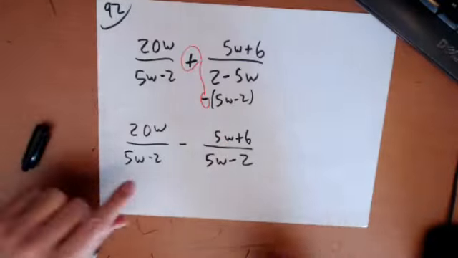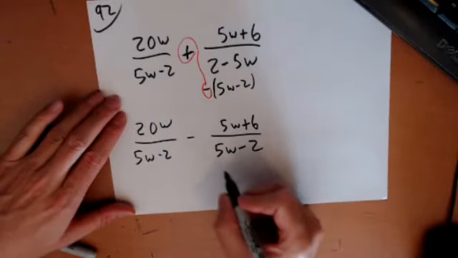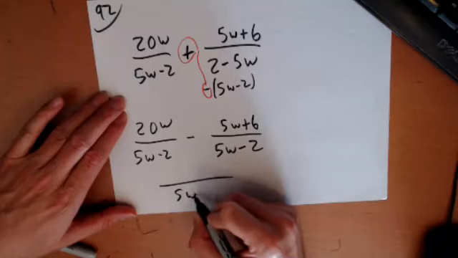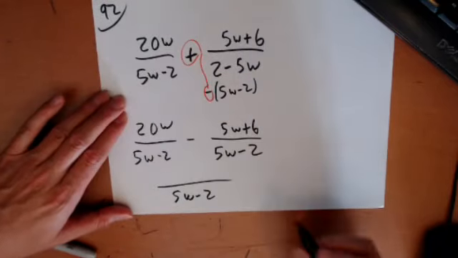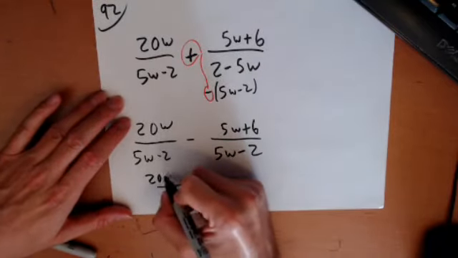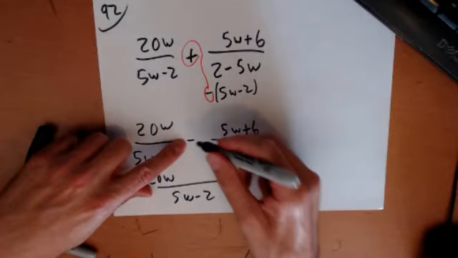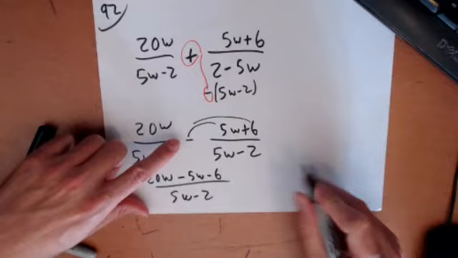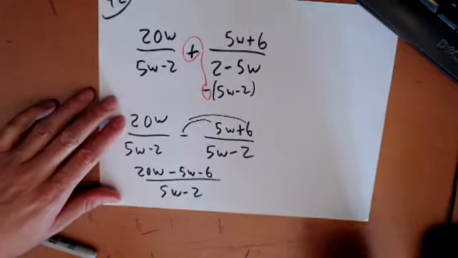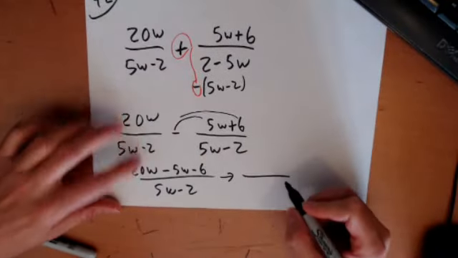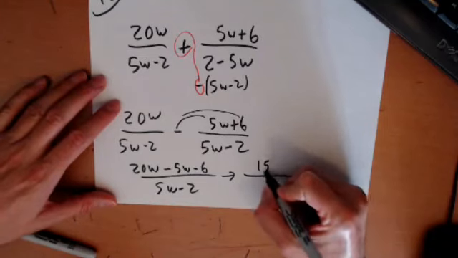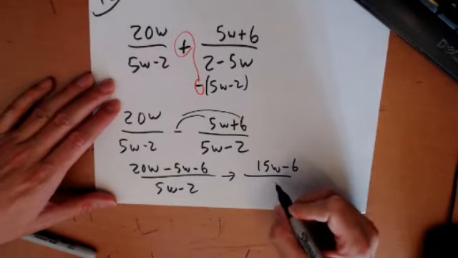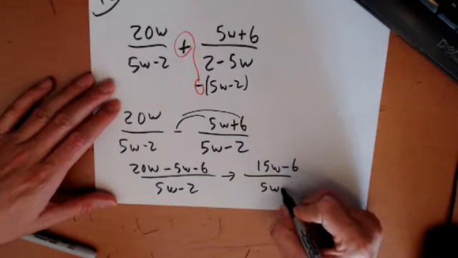Okay, so now that we've got the common denominator, should be easy. 5w minus 2 on bottom, up top, 20w. Be careful with this minus sign. It's minus 5w minus 6, minus 5w minus 6. It distributes to each of them. Okay, we're getting there. 20w minus 5w is 15w minus 6 over 5w minus 2.